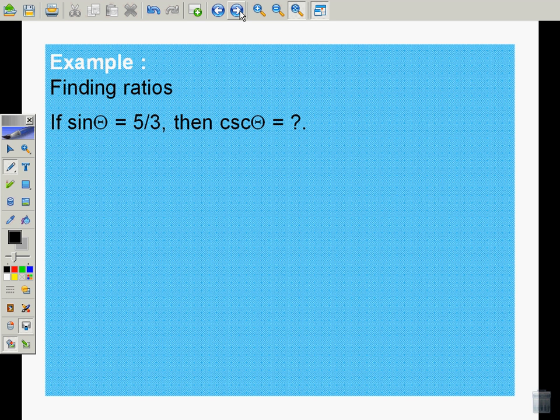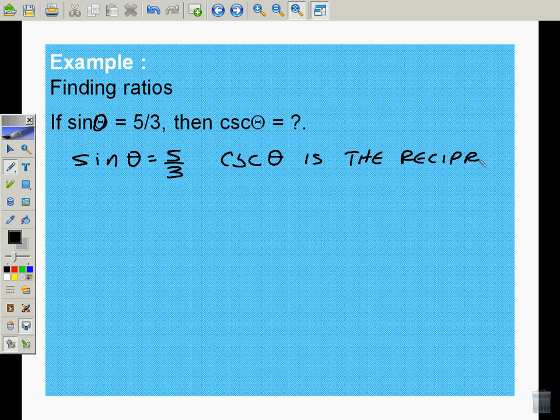This is just an example. This is like an IE. So if we have the sine of theta is 5 over 3, then the cosecant of theta is the reciprocal. Right? Because we learned that cosecant of theta is 1 over sine of theta, which was 5 over 3, which we know is equal to 1 over 1 times 3 over 5, which is equal to 3 over 5.